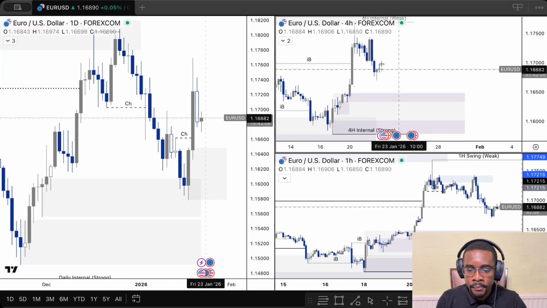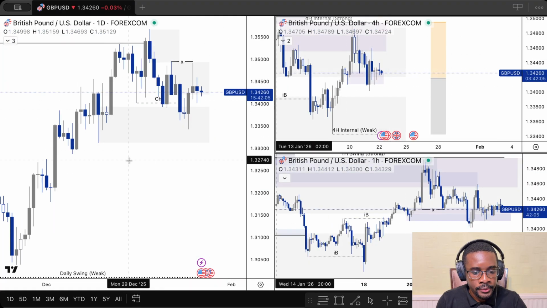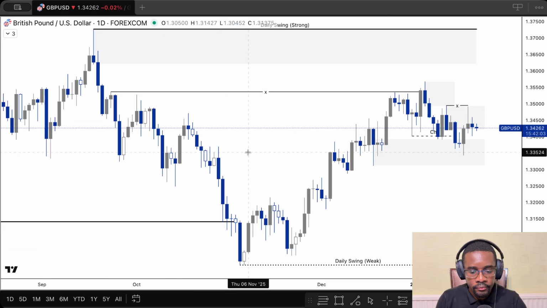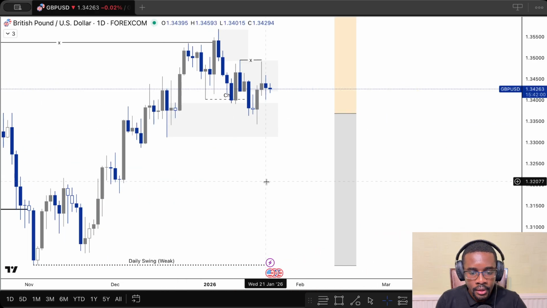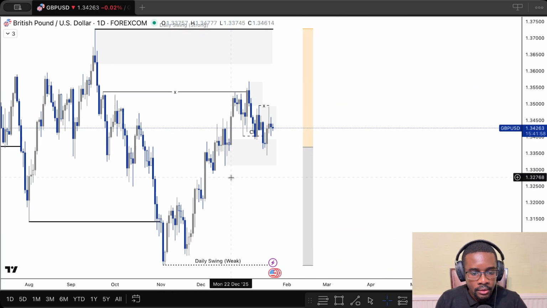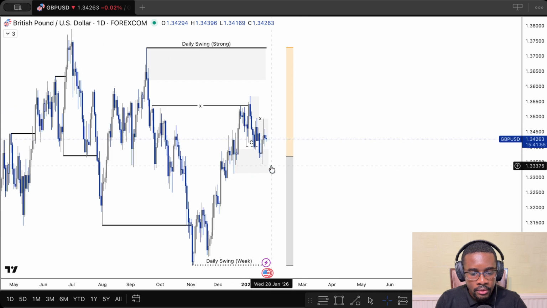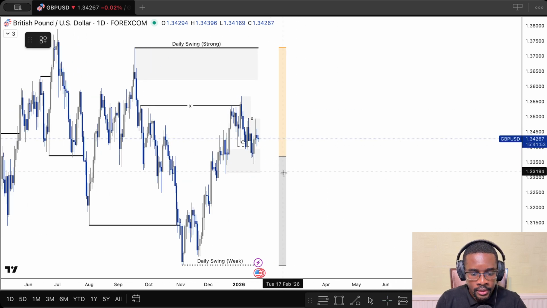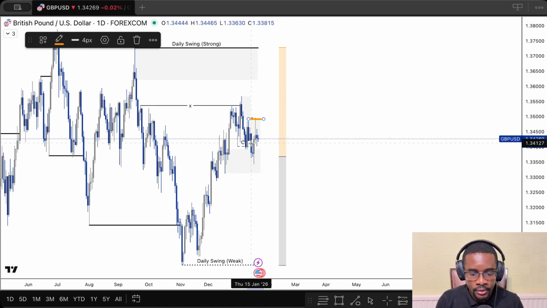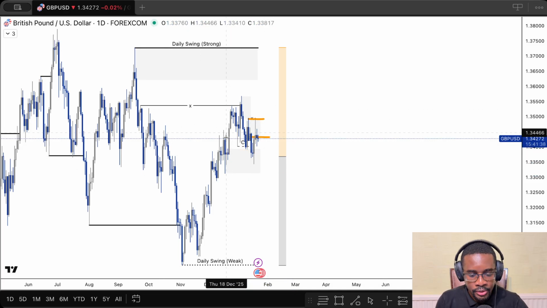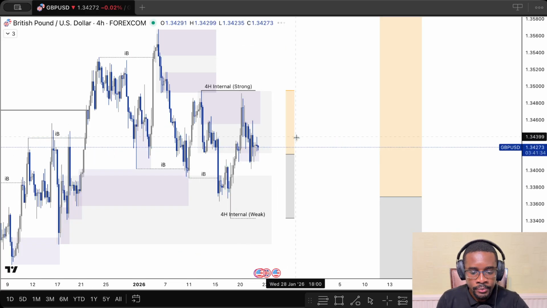And then looking at the pound, yesterday we didn't have much because price is stuck within this supply and demand, and the range is too small as well. So on the daily, there wasn't much to talk about. All right, so let's see on the lower time frames.